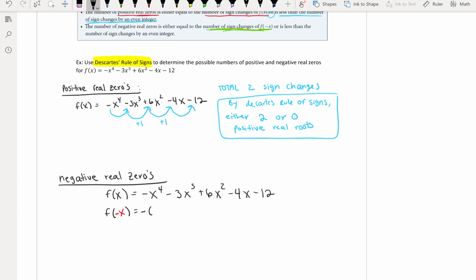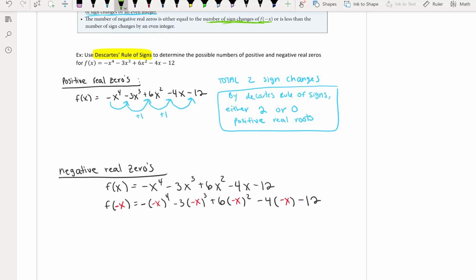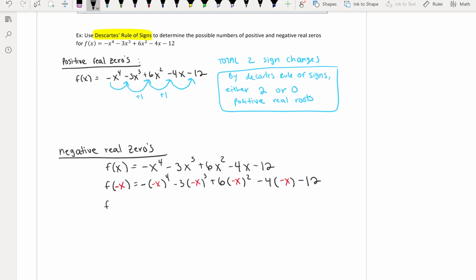So negative x to the 4 minus 3 times negative x to the 3 plus 6 times negative x squared. It's really helpful just to put parentheses around everything that you're going to be plugging in. So I'm going to be plugging in negative x each time. This is going to give me a new function. So f of negative x, and you've got to think about the signs: negative x to the 4 is positive, so I'm going to have a positive x to the 4 and a negative on the outside. So negative x to the 4.